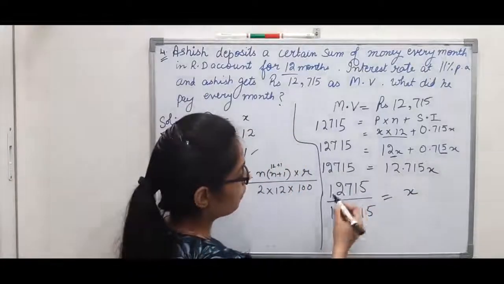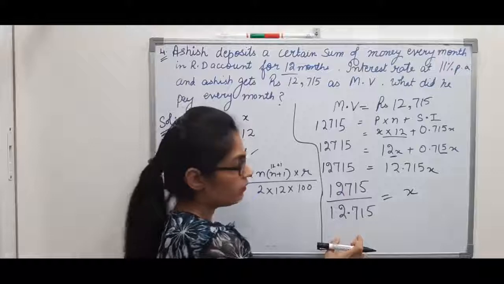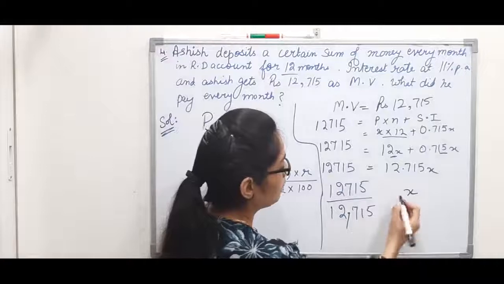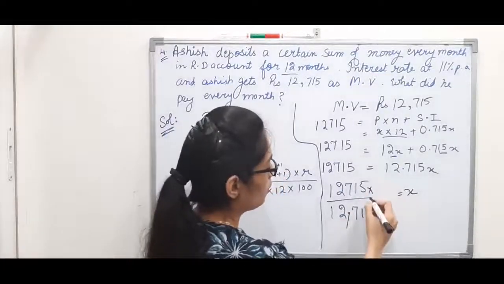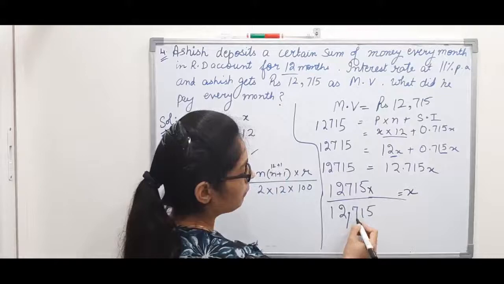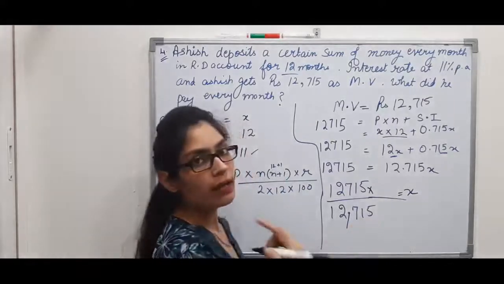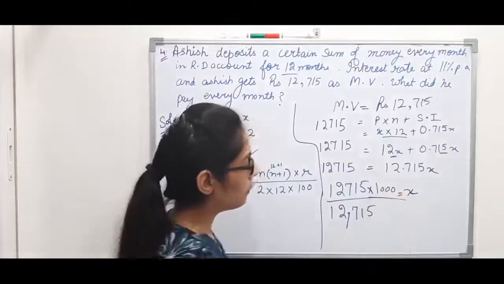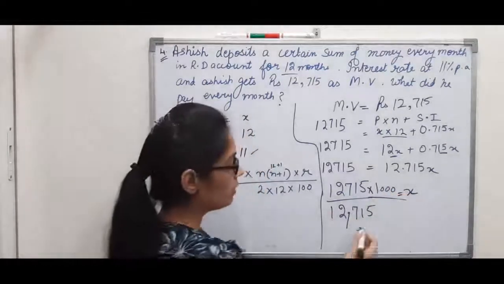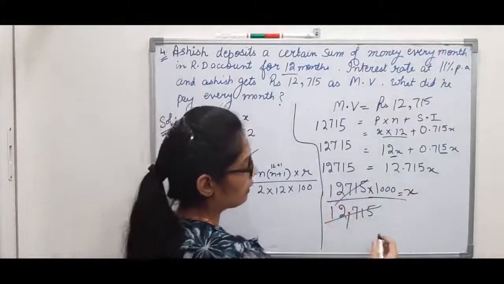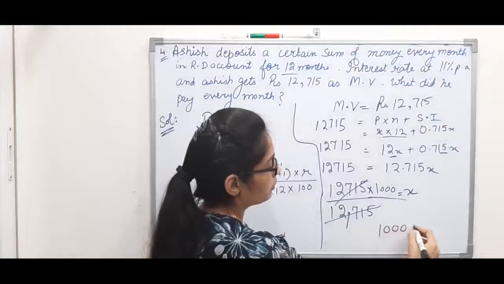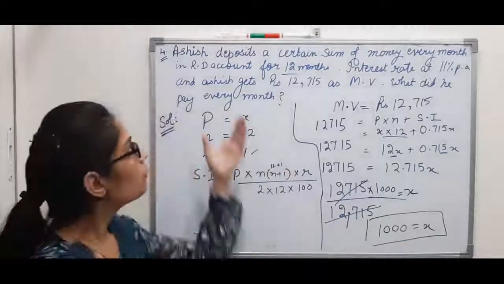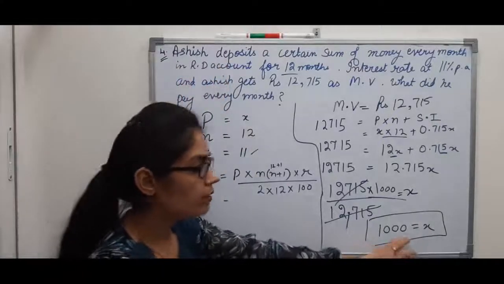Now I can see both the numbers are the same, only the difference is of the decimal. So I will remove this decimal. Whenever we remove a decimal, we count the number of digits after the decimal: 1, 2 and 3. Three digits are there after the decimal, so I will put 3 zeros and 1 with the number. In this way the decimal can be removed. This and this are the same, so they cancel, and I am left with 1000 equals x. So the amount that person is paying per month is 1000 rupees.